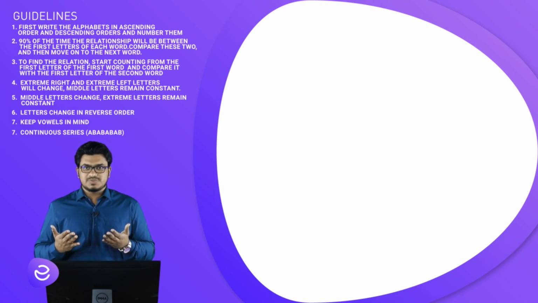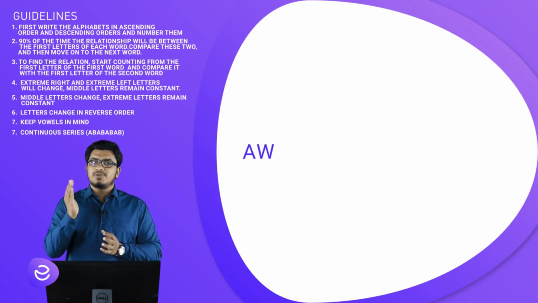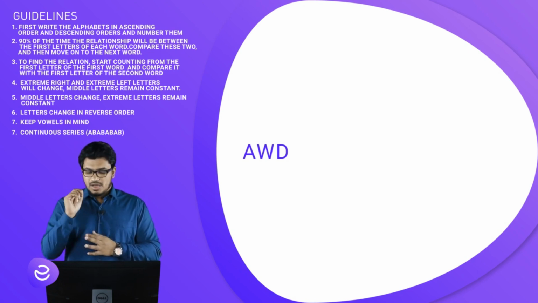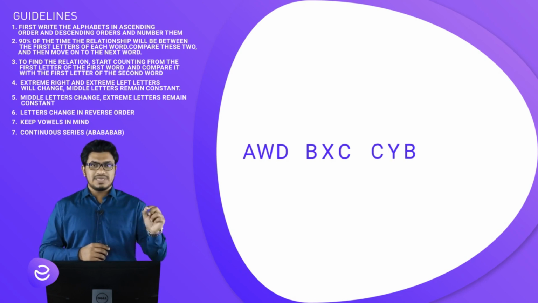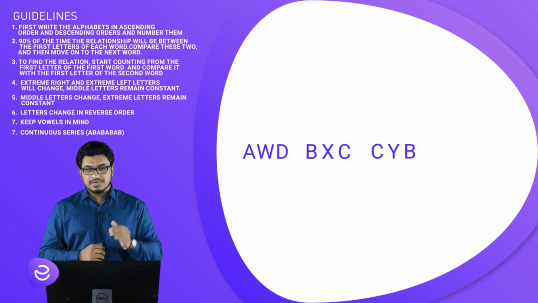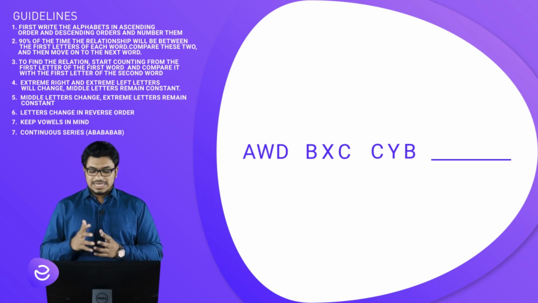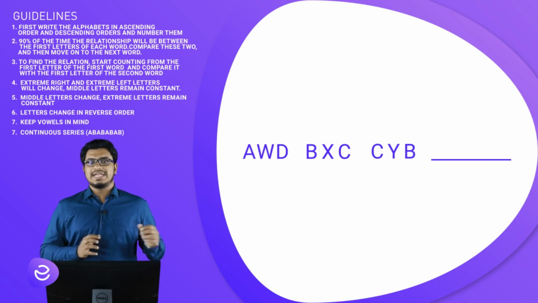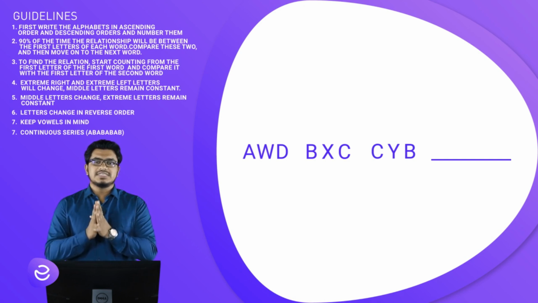To find the relationships, in letter series, I will give you an example. AWD, that is a set of letters, that is one element. AWD, comma, the second one is BXC, the third one is CYB, and the fourth one is a dash. So, you will have to find the fourth set of letters. I will tell you again: AWD, BXC, CYB, and dash. So, you will have to fill in the blanks and find the unknown set of letters that is given to you.